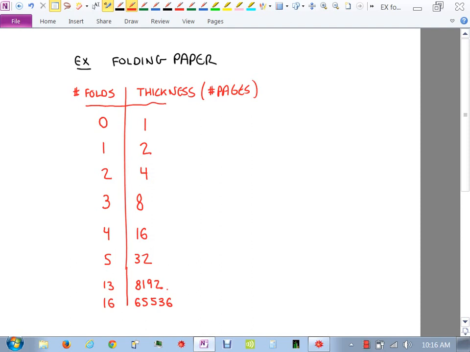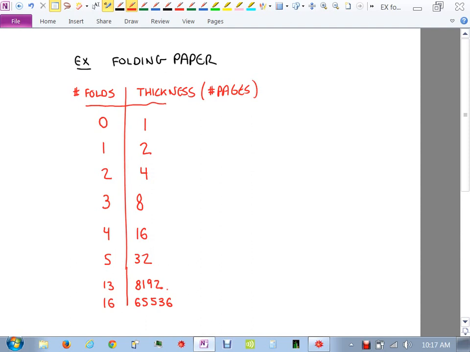What does an 8,192 page book look like? I mean, what's the thickest book you have in your backpack? Maybe 400 pages, right? Imagine 8,000 pages. So 20 books stacked up, something like that. That's the thickness of just that crease.